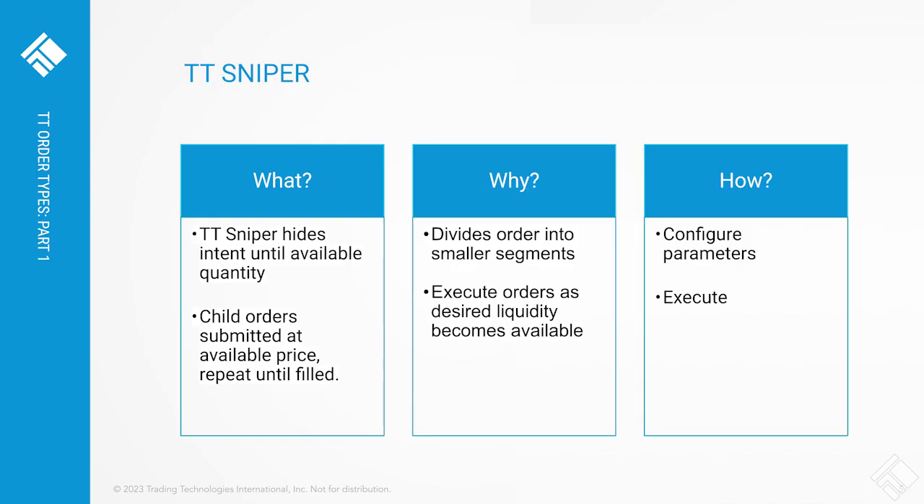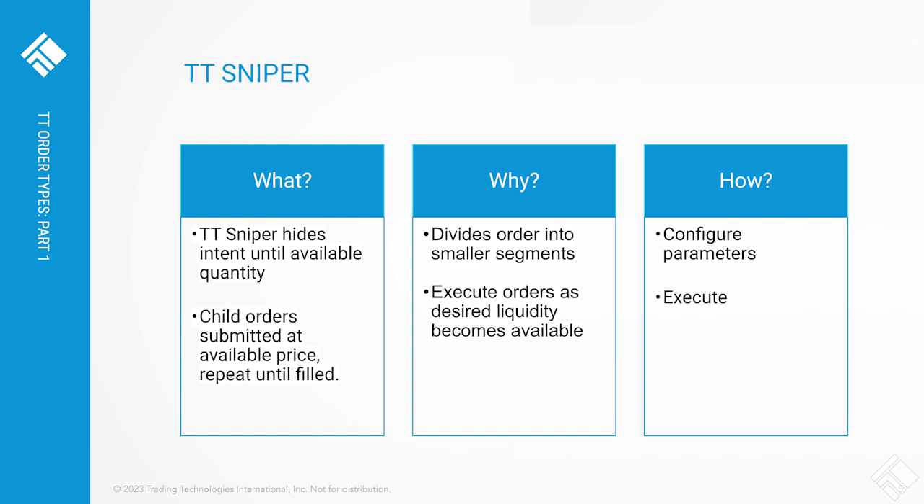Next, we will cover the TT Sniper order type. TT Sniper is an OTA, that's an order ticket algo, that allows you to hide your intent to buy or sell at a given price until there is quantity available at that price on the opposite side of the market. When submitted, TT Sniper looks at the quantity available on the opposite side of the market at the specified order price for the given contract.